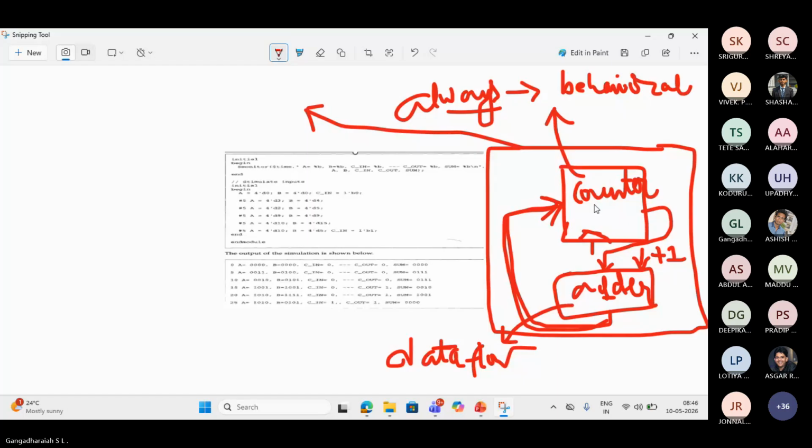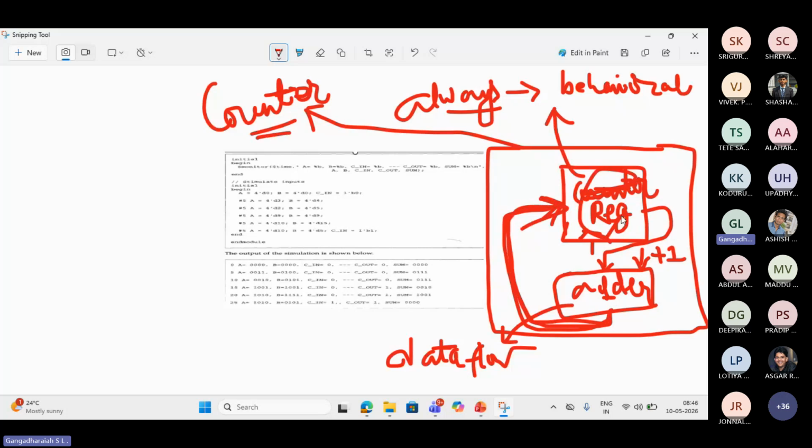Rather than calling this a counter, you call it a register. This top level, let us call it a counter. Of course, it is just a module name, and for understanding you call it like this. Now this counter has a register inside and an adder inside, and these two are connected so that it gives me the functionality of a counter.